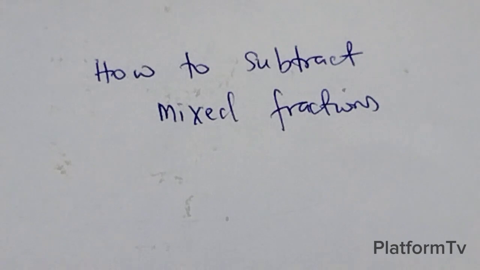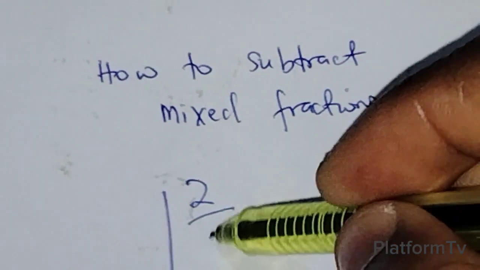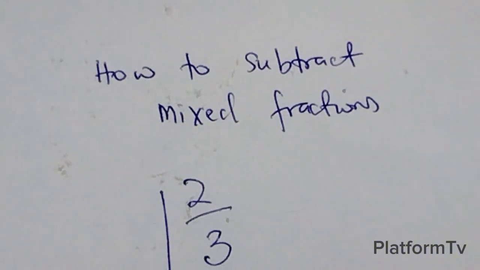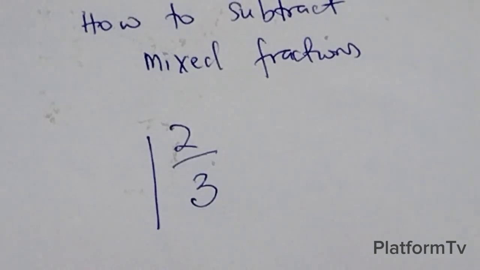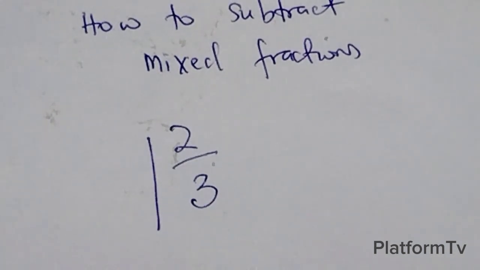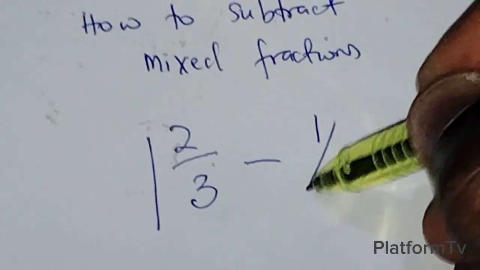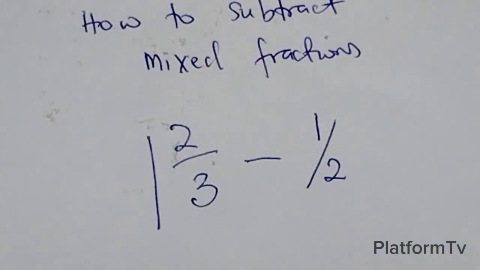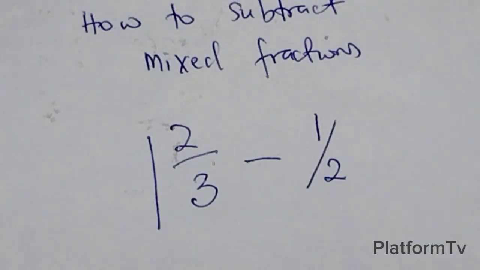Now let's go into mixed fractions. So a mixed fraction has a whole number part and a proper fraction part. Right? So I have that as my mixed number. Subtracting, how to subtract mixed fractions: minus, let's say, 1 over 2. Now because I have a mixed fraction, I'll have to change the mixed fraction to an improper fraction.